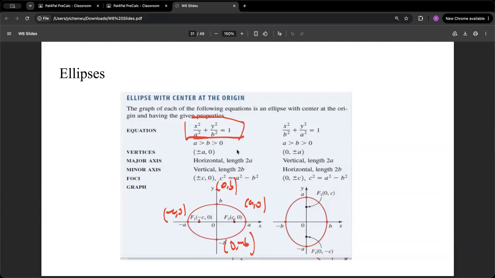They have a formula such that the point C is given by C squared equal to A squared minus B squared, where A squared and B squared are these two numbers down there. Equivalently, A is this point and B is this point. Does that make sense?